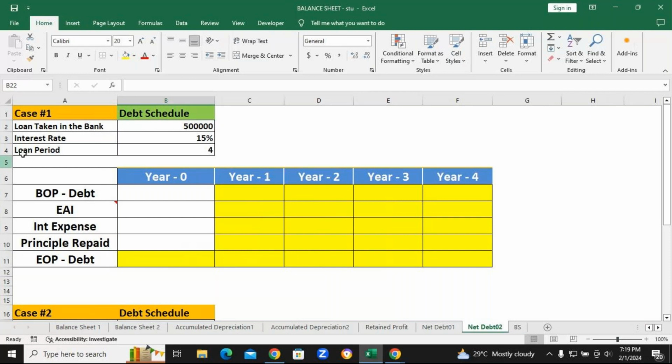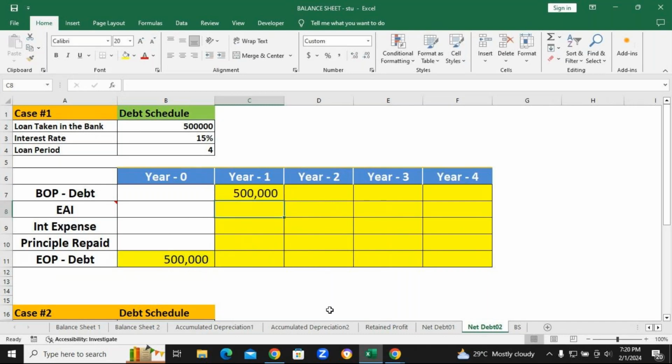Here they are telling a loan taken from the bank. I have taken a 50 lakh rupees loan, over which the interest rate is 15% and the loan period is 4 years. So here the EOP, end of the period debt. At the year beginning I am taking the loan, which is going to remain the same, 50 lakh rupees. At the end of the year it will be the same. Here I will take the previous year's end of the period debt.